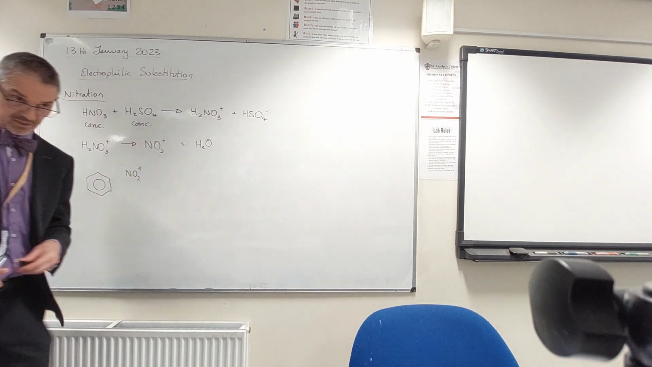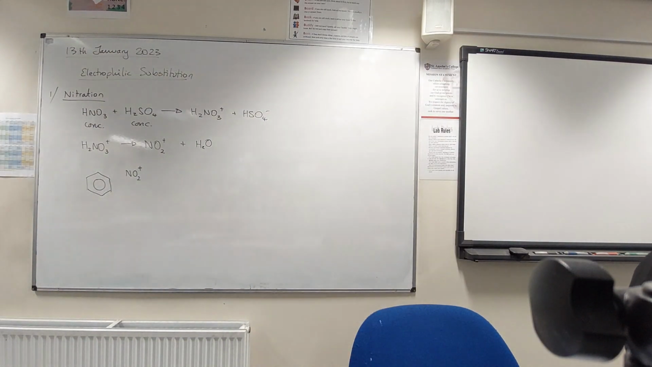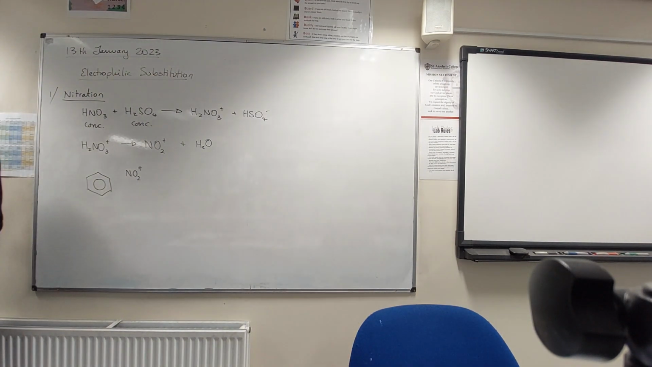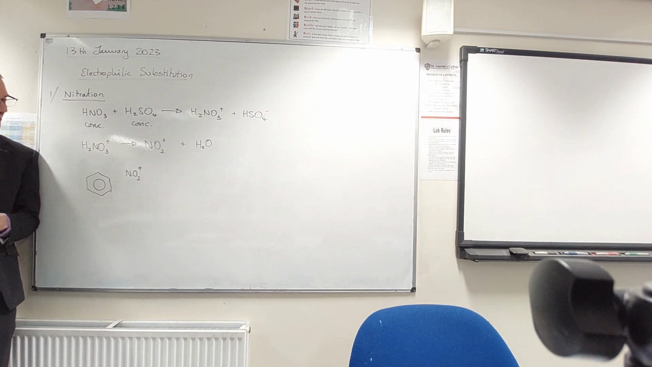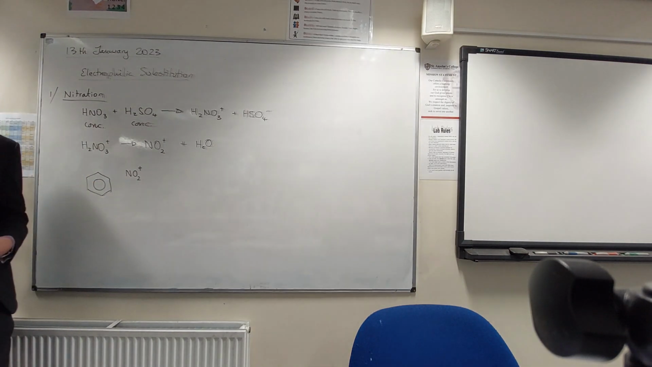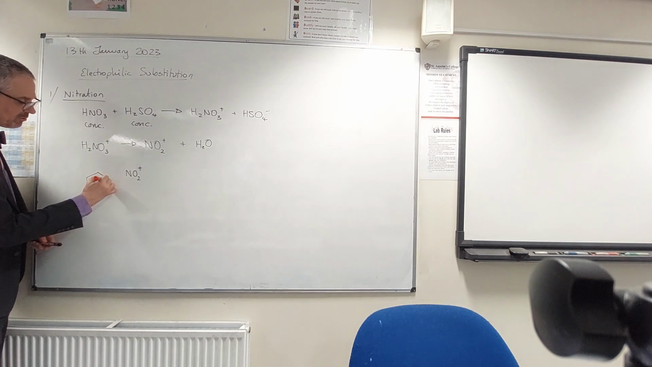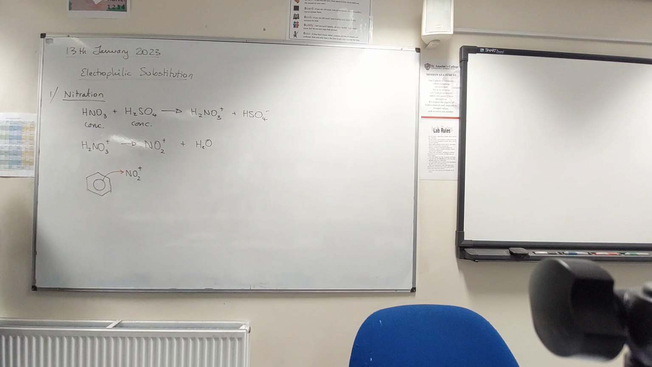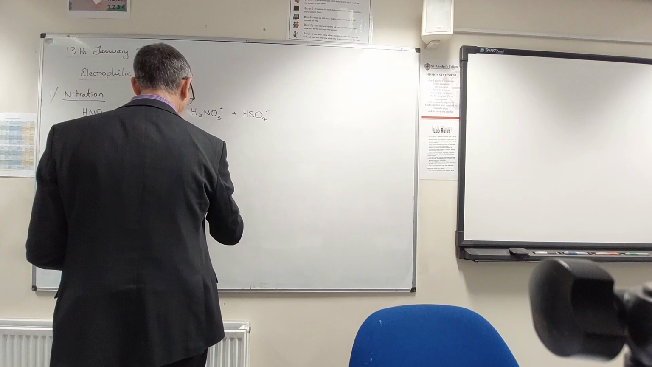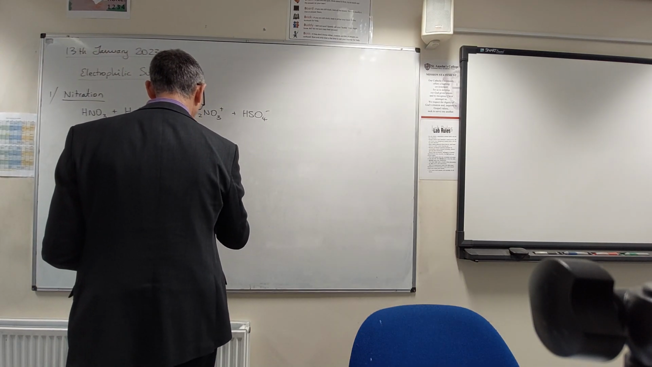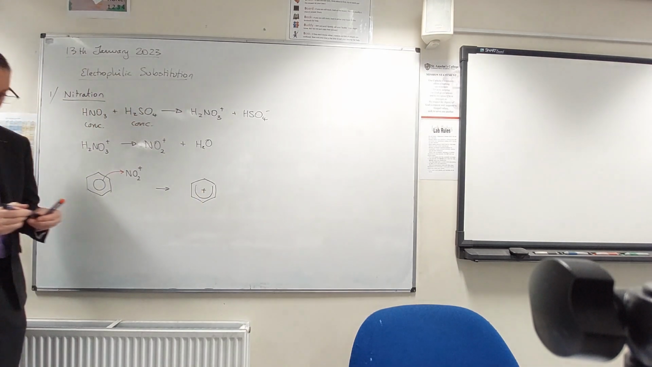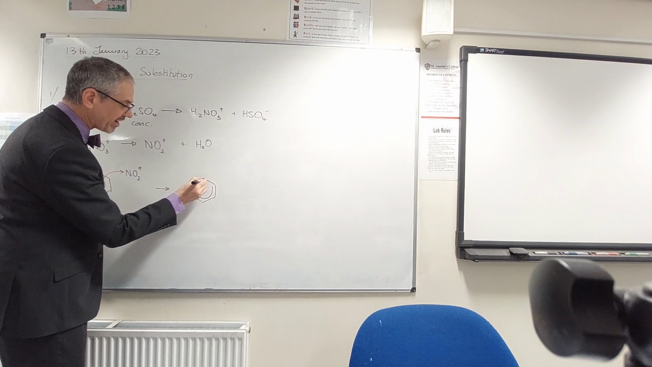First step of the mechanism. The electrons from the ring, those delocalized pi cloud of electrons, which are able to move around, can come out and attack our nitro group. And we make this smiley face intermediate because we've broken the ring.